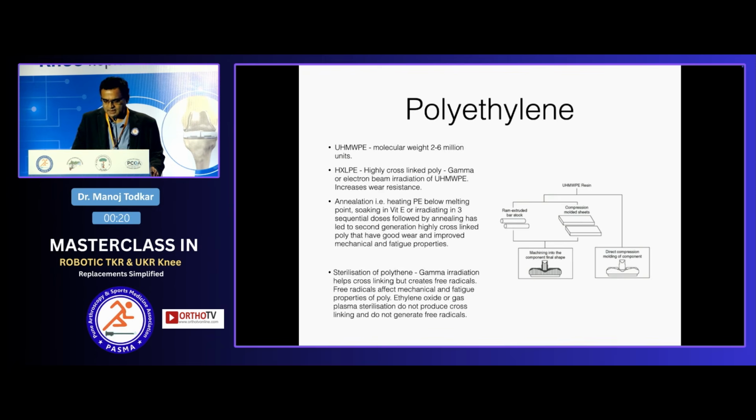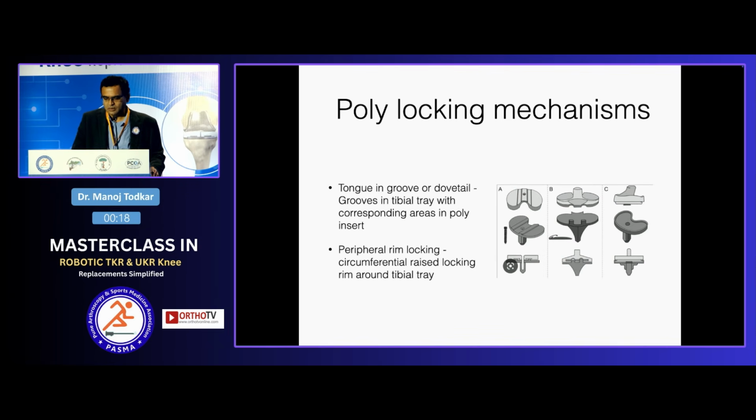Then poly locking mechanisms. The tongue-in-groove or dovetail grooves in the tibial tray match the corresponding areas of the poly insert and it locks. And peripheral rim locking, the circumferential raised locking rims around the tibial tray, help in locking the tibial insert onto the base plate.